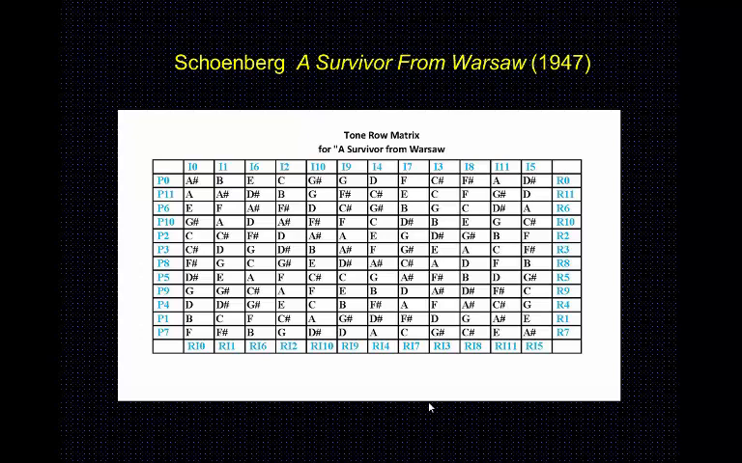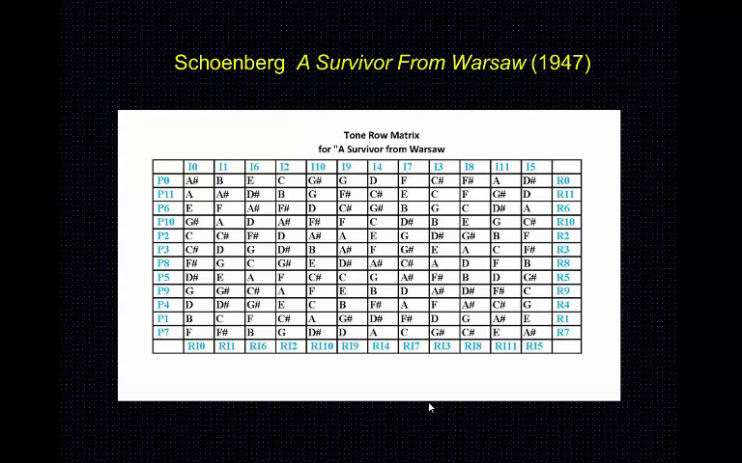Our second example by Schoenberg was composed in 1945 after he had moved to the United States. This piece, A Survivor from Warsaw, features a tone row that is indicated at the top of this 12-tone matrix. The matrix was designed to show all of the different versions of the row.